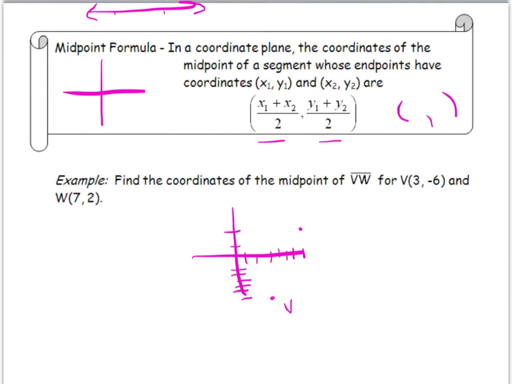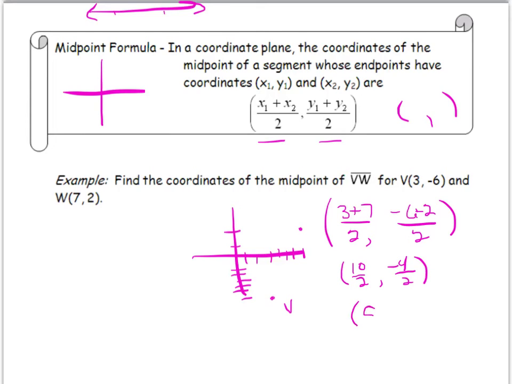Alright, so we need to take our x's. The x coordinate for V is 3, and for W is 7, so 3 plus 7 divided by 2. And then the y coordinate for V is -6, y coordinate for W is 2. Add those, divide by 2. So 3 plus 7 is 10 over 2. -6 plus 2 is -4 over 2. So your actual midpoint is going to give you 5, -2.